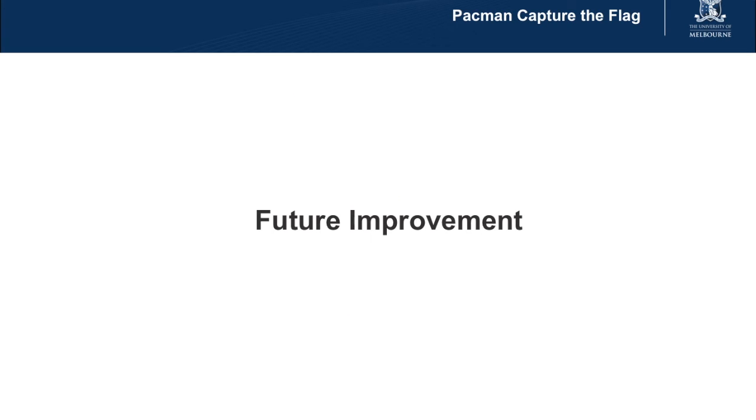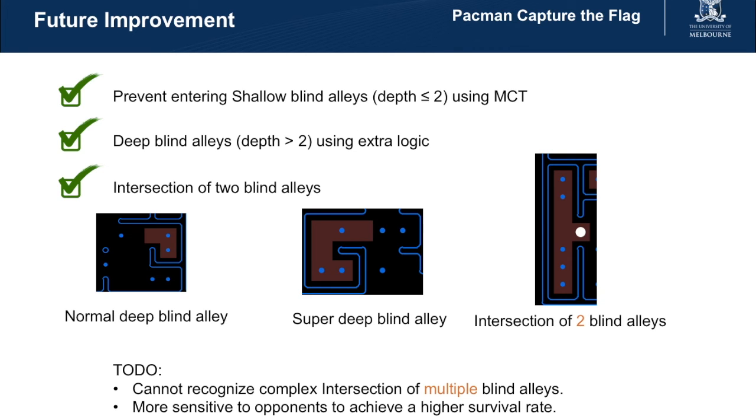Now let's talk about what can be done to improve this project if we have sufficient time. The first point is optimizing the method of avoiding blind alleys. The current version of Pacman will not enter shallow blind alleys, deep alleys, and part of intersections of two blind alleys when being chased by an unscared opponent ghost. Here are some examples of deep alleys. The Pacman will probably ignore shallow blind alleys when being chased, using the power of MCT. An extra map judgment logic can help Pacman get rid of deep alleys and part of their intersections as well.